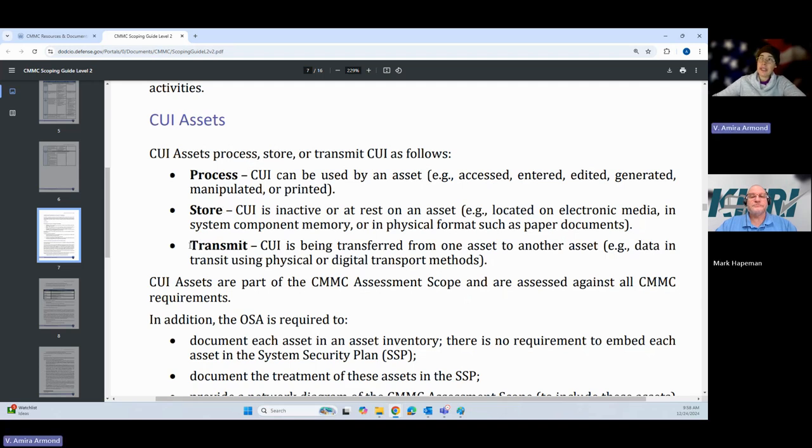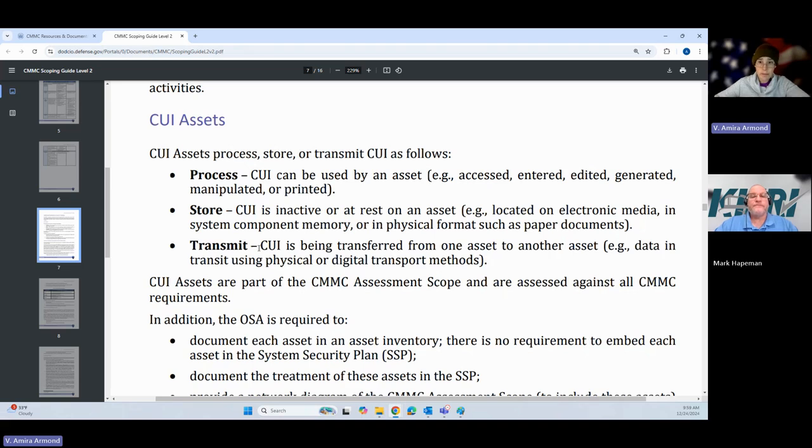And then next we have transmit. So CUI is being moved from place to place. That transmission might be sent from the originator, or it might be passing through a middle point. So you could even say that a network cable is transmitting CUI, though generally assessors don't get down to that level. But a switch could certainly be transmitting CUI, and a router could certainly be doing it.